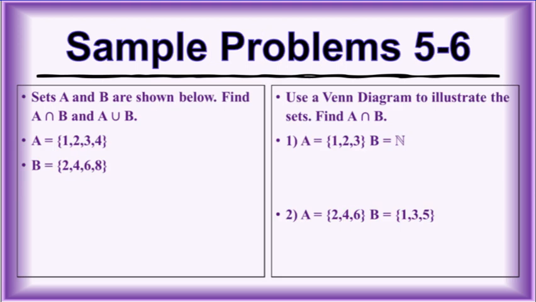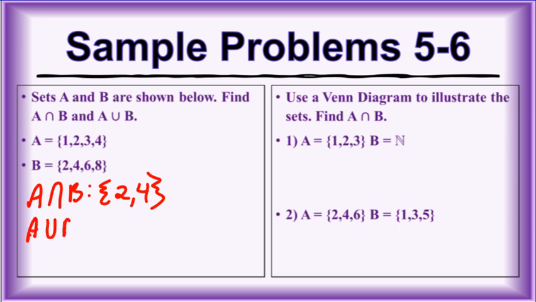Let's take a look at an example here. Sets A and B are shown below. Find the intersection and union of A and B. So, intersection of A and B. What numbers do we have in common in both sets? Well, they both have a 2 and they both have a 4. So that would be the intersection.